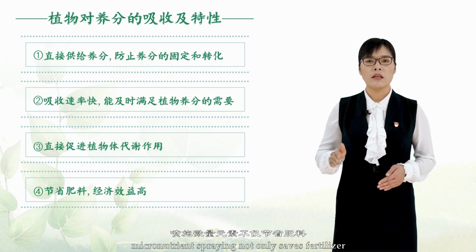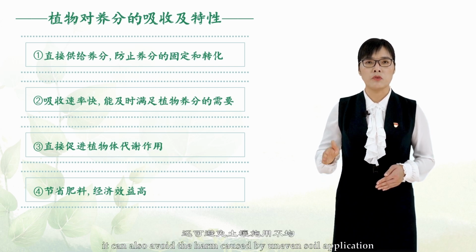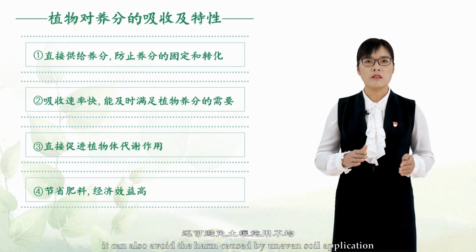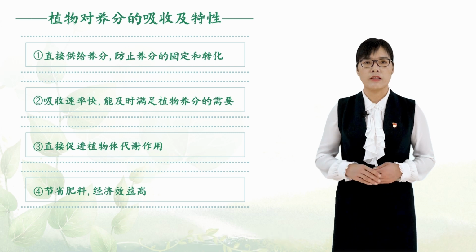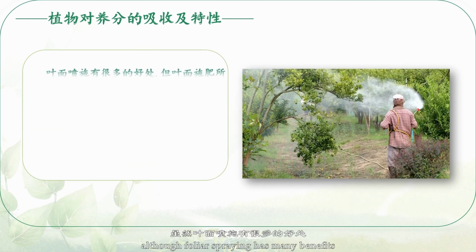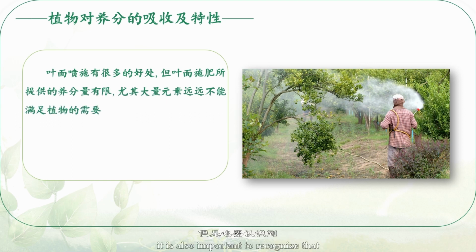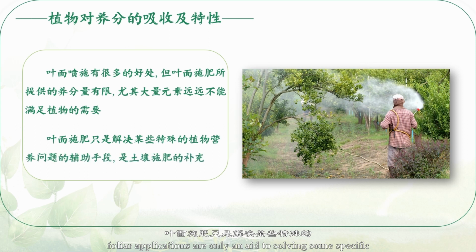Micronutrient spraying not only saves fertilizer, it can also avoid the harm caused by uneven soil application or excessive soil application. Although foliar spraying has many benefits, it is also important to recognize that the amount of nutrients provided by foliar spraying is limited, especially major elements. Far from sufficient to meet the needs of plants, foliar applications are only an aid to solving some specific plant nutrition problems.